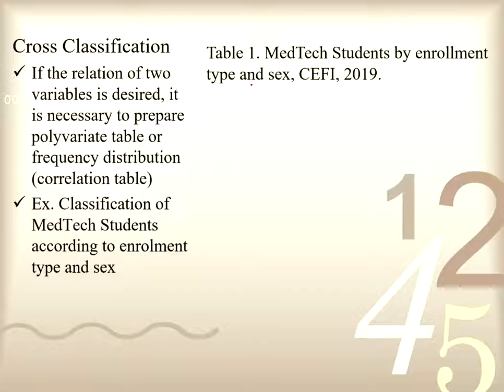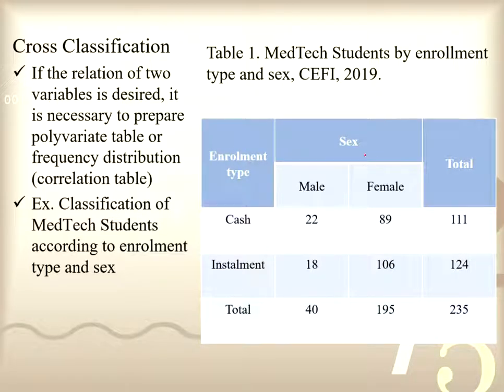So, ano to? Ang tawag dito? Title. Okay, so yung ating columns at rows. So, according to enrollment type. Enrollment type natin is cash and installment. And ang ating sex is male and female. So, i-check ang ating total. So, meron tayong 22 na lalaki na nag-enroll ng cash and 18 enrollment ng installment. So, ganun sa female.